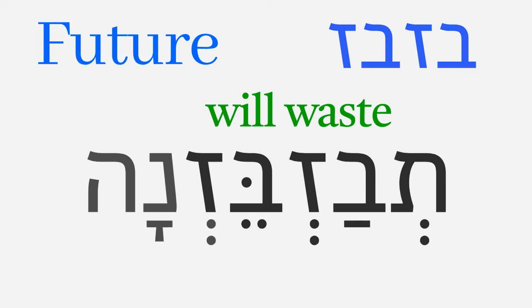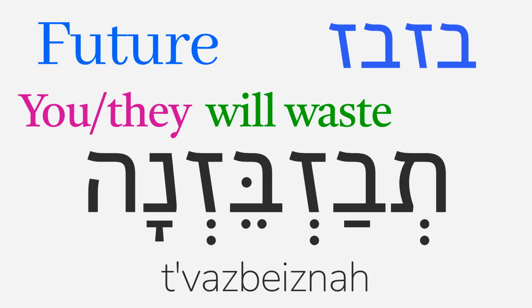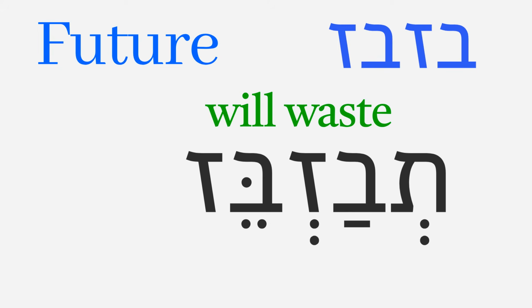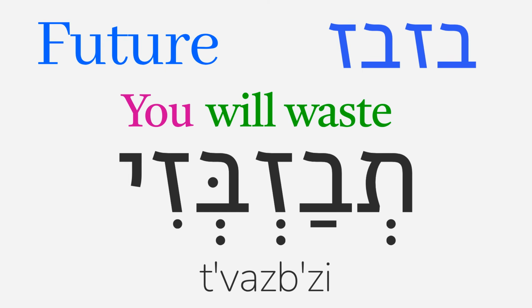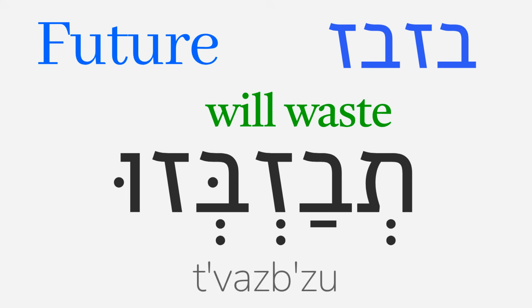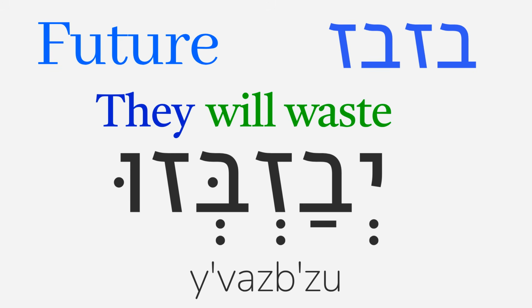You can add na to tavazbez to make tavazbezna, you will waste feminine plural, or they will waste in feminine form. Shortening the tsere in tavazbez to a schwa and adding e, we get tavazbazi, you will waste feminine singular, and adding u, tavazbazu, you will waste masculine plural. If you replace the t prefix with y, you'll get yavazbazu. They will waste in masculine form.